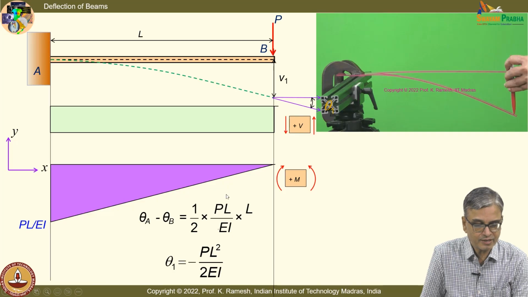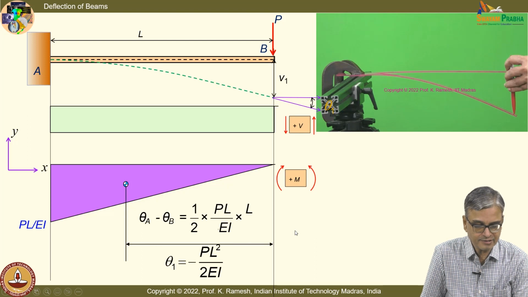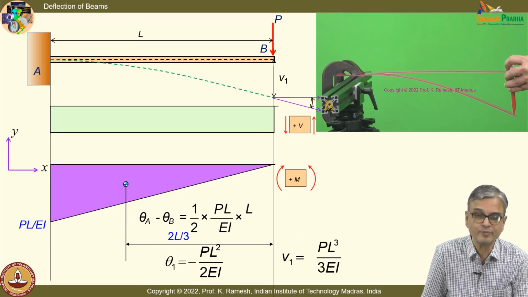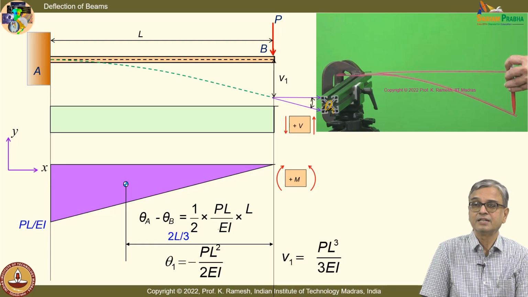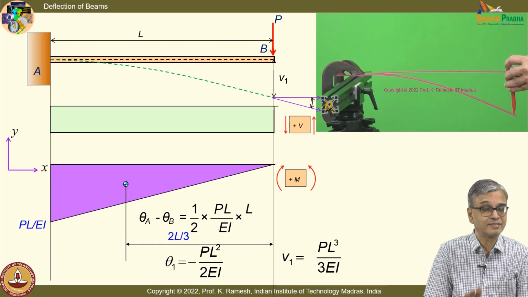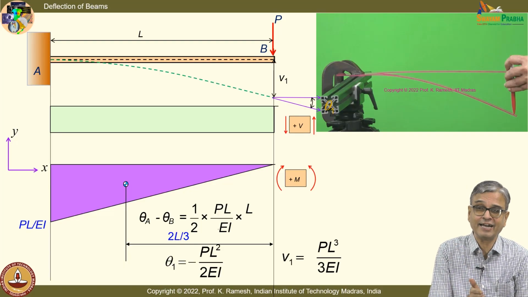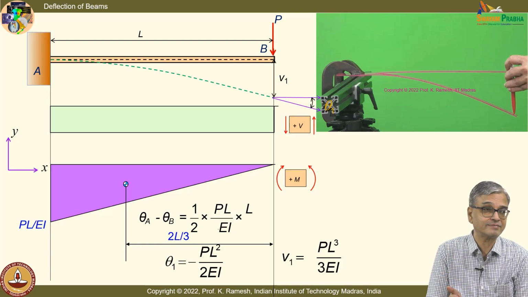Theta A is 0. I put theta B as theta 1, because we are going to use principle of superposition later. So this is a centroid, and I can find out this is 2L by 3, okay. So I get this as PL cube by 3EI. I have not got the sign. If you do by direct integration, I will get this as minus PL cube by 3EI.